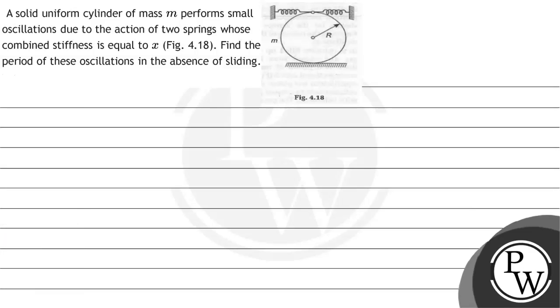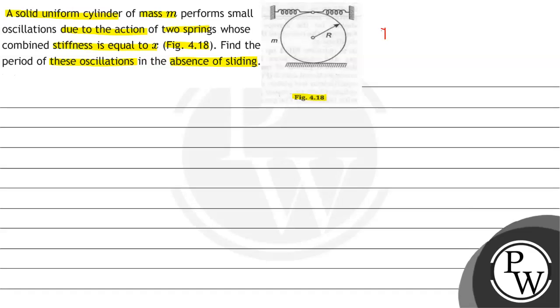So the question says, a solid uniform cylinder of mass m performs a small oscillation due to action of two springs whose combined stiffness is equal to x as given in figure 4.81. This is figure 4.81. Find the period of these oscillation in the absence of sliding. So we are given with the case that there is no sliding in this case. So let us first understand the question.